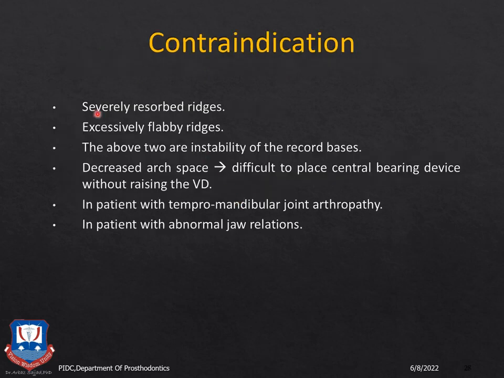Now, what is the contraindication? As I mentioned, if there are severely resorbed ridges, the record bases will be unstable, and you will not get a proper tracing. In case of excessively flabby and hyperplastic ridges, and when there is decreased vertical dimension of occlusion and vertical dimension at rest, in patients with existing temporomandibular joint arthropathy or disorder, or patients with restricted TMJ movements, in such cases, we cannot use graphic tracing methods for recording the horizontal.